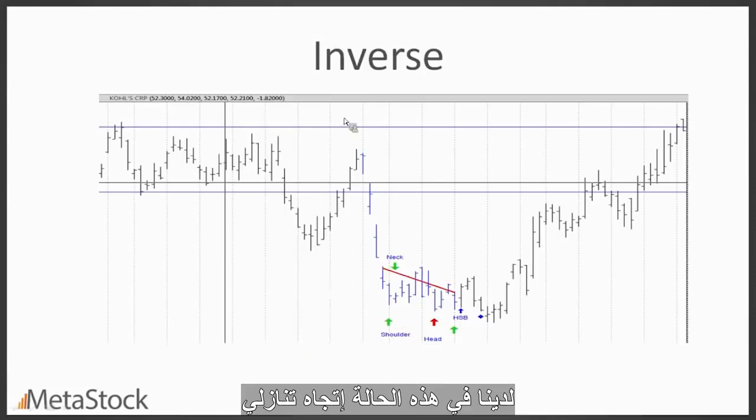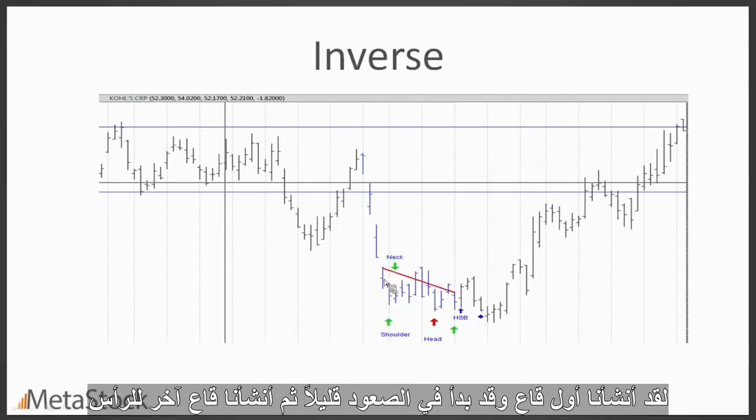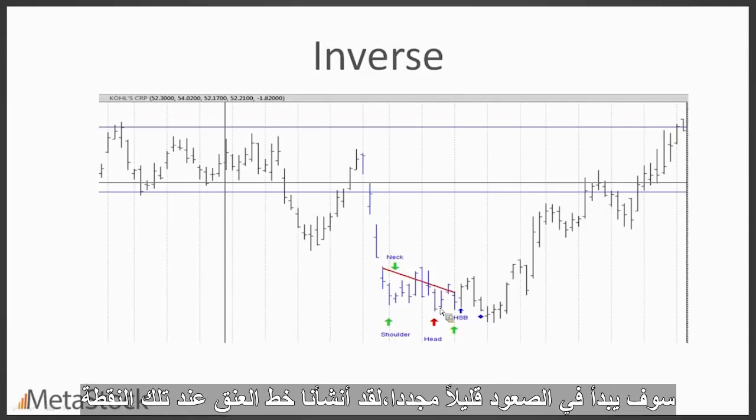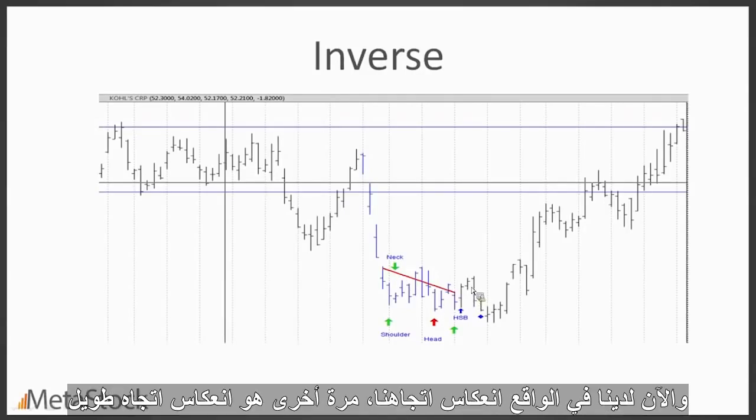So again, in this case, we have a downward trend. We establish our first trough and it starts to recoup a little bit, and we establish another trough for the head. Again, it's going to bounce up a little bit. We've established a neckline at that point, and then we actually have our trend reversal. And this, again, is a long trend reversal.